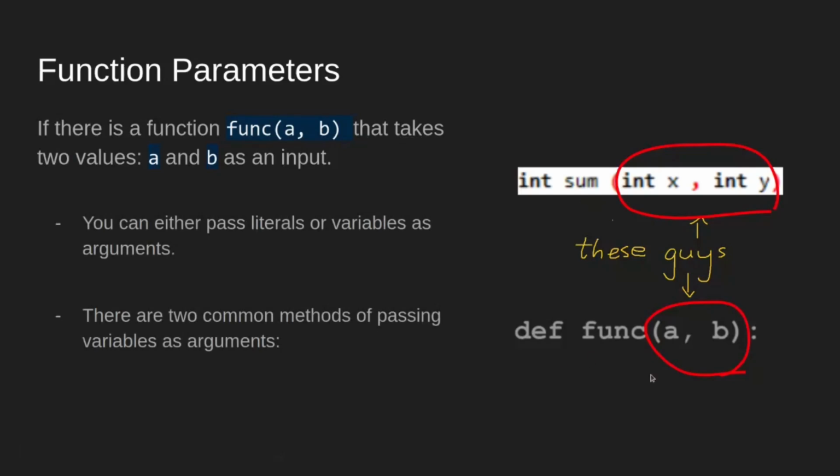So if we had a function called sum, which takes two parameters x and y, we can call sum 1 and 2, and that would be passing literals. If we had two variables called a and b, we can call sum a and b, and that'd be passing variables. And there are two common methods of passing variables as arguments, which is passing by value and passing by reference.